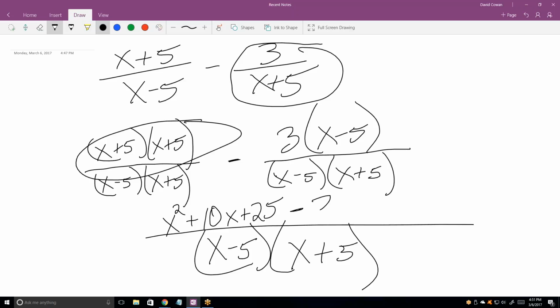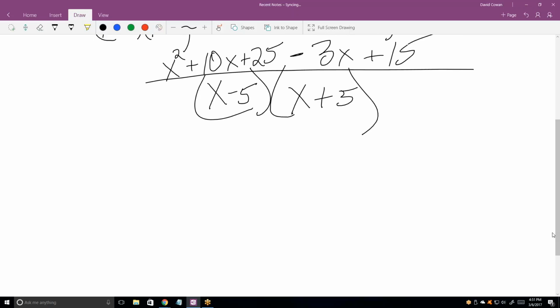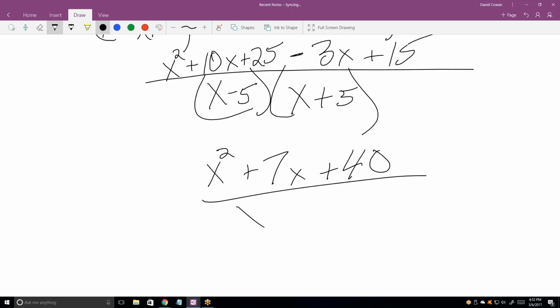Minus 3x minus 15? It's not minus 15 anymore. Plus 15. You see why? Because this minus sign has to be distributed to every term, and the two minus signs turn into a plus. So it becomes plus 15. And now I can definitely simplify the numerator. What does the numerator become now? X squared plus 7x plus 40? Yeah, all over x minus 5 times x plus 5.